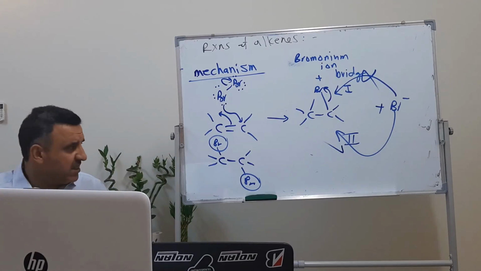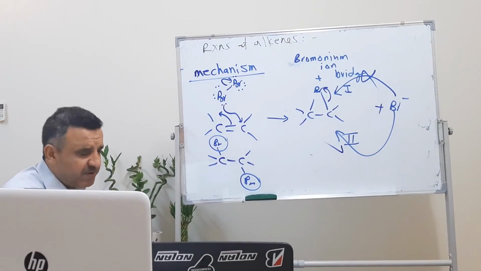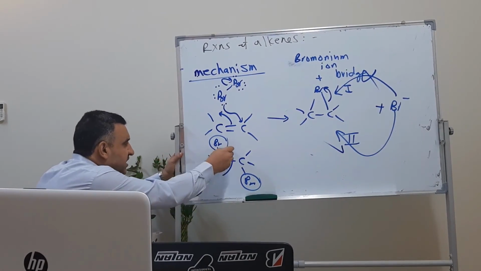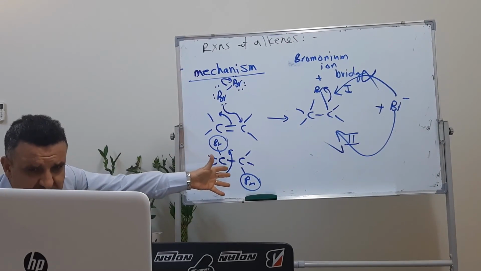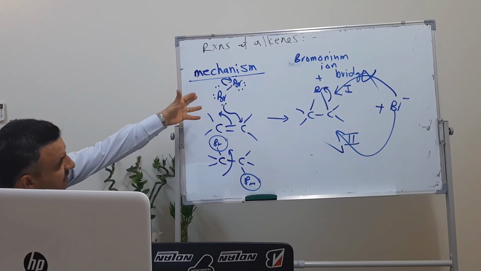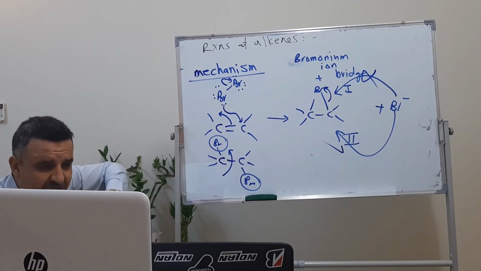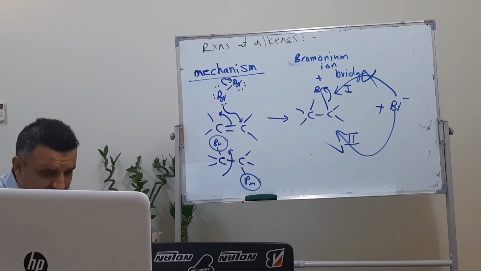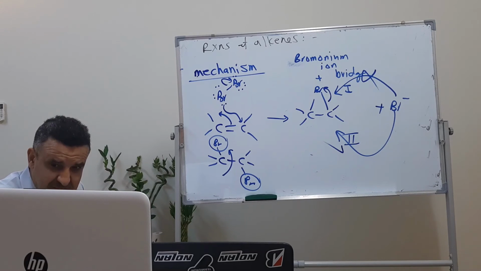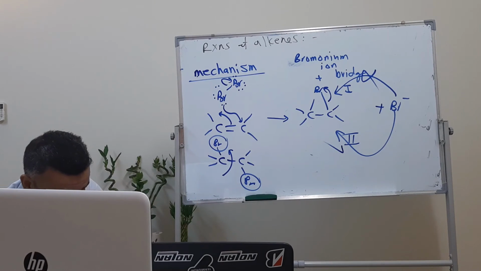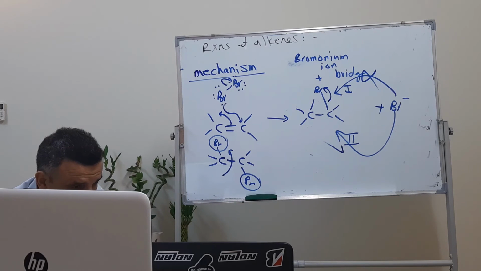And of course, in this case, as we have explained before, this system has free rotation, so it may not affect it, and you will not get exclusively a trans product here. But for the previous reaction, when we had a cyclic system, there is no free rotation, therefore the stereochemistry of the product will appear very clearly. Got the point, guys? Is there any question about it?